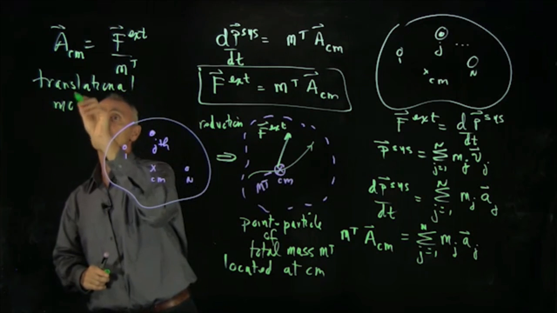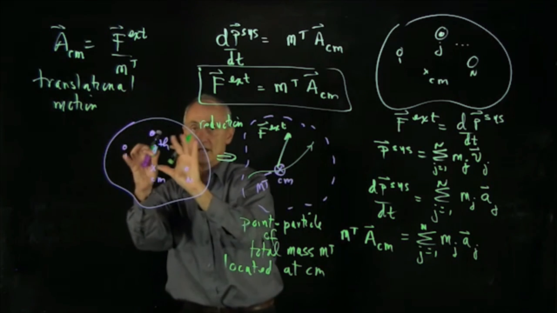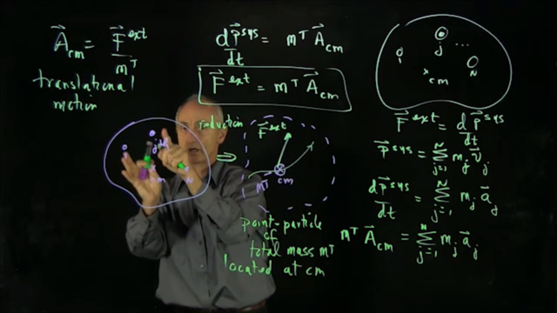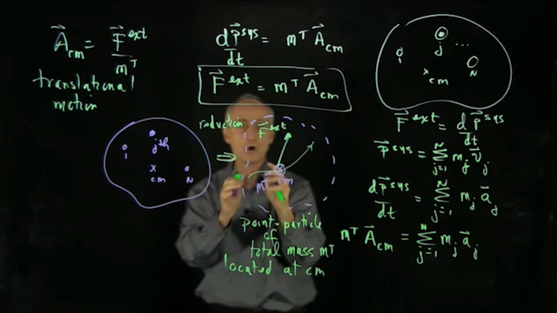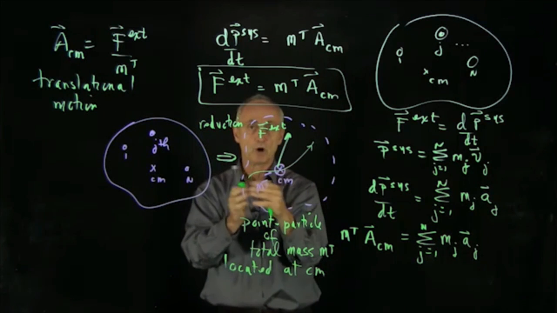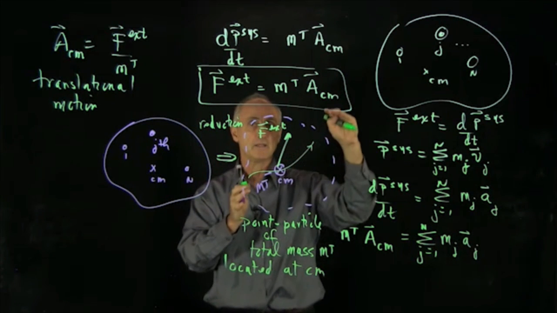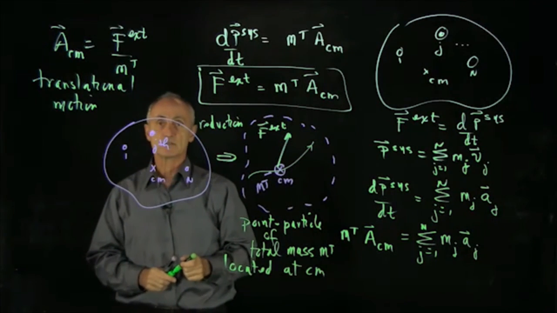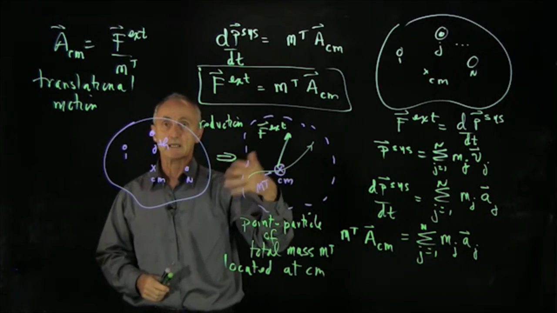Now, we still cannot describe the individual interactions in the system, but we're not trying to do that anymore. We're not trying to trace how each particle moves. We're just looking at our system as a point particle and talking about how that point-like object is translating in space. And this is a powerful tool that we'll use again and again and again.